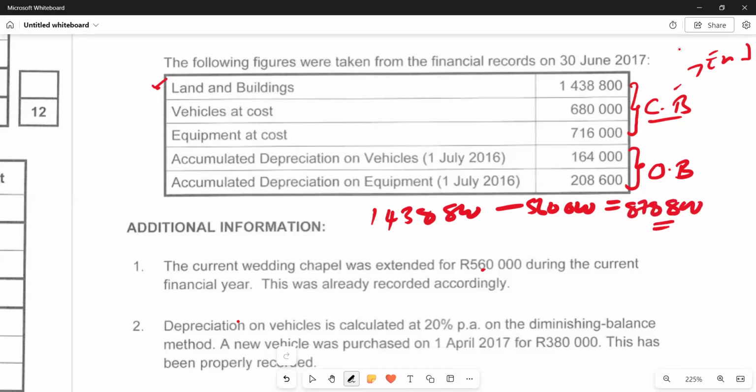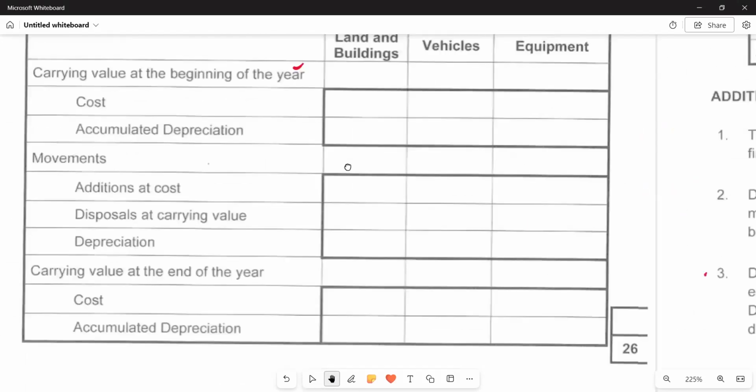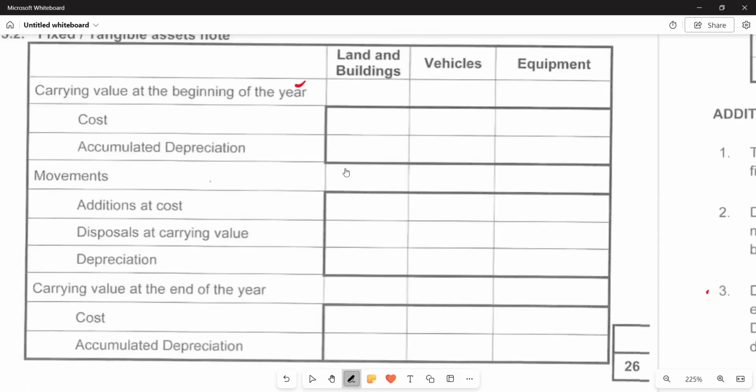So this is the figure that is representing cost of land and buildings in the beginning. Then we can just go and enter that one for land and buildings as our cost. So we are here, we are saying land and buildings cost, we've got 878,800.